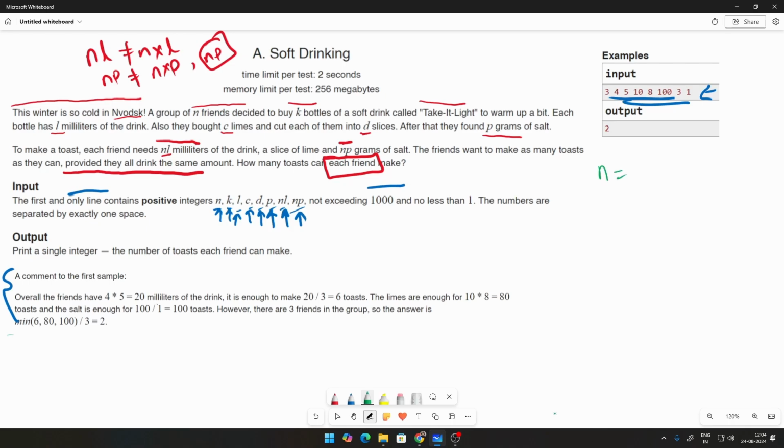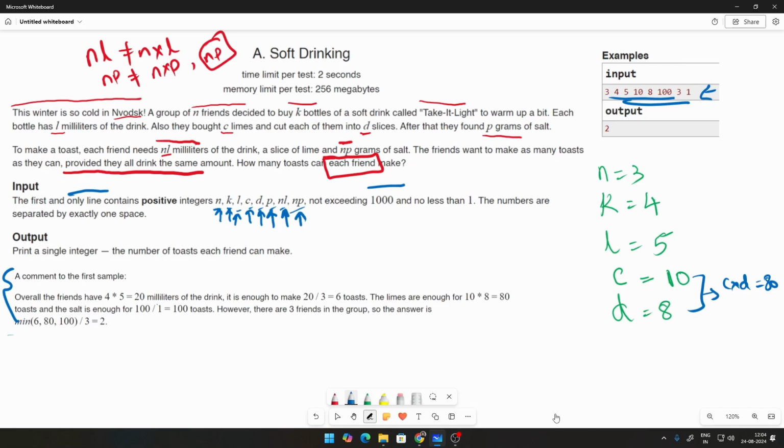So n is 3, that is the number of friends, and then that is followed by k, 4, so there are 4 bottles of the drink, and l is 5, so each bottle has 5 ml of the drink. Then followed by c, there are totally 10 limes, and each lime is being cut into 8 pieces, so the total number of slices of lime is given by c into d, correct? So that will be 80.